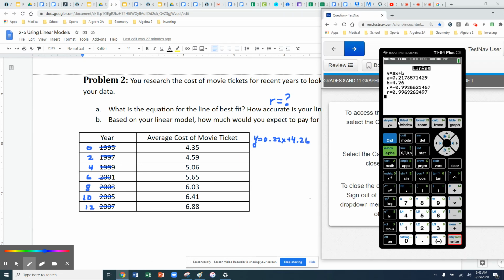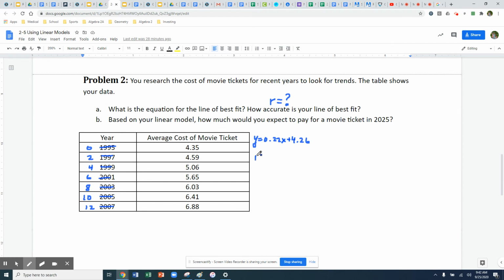So we'll first write our equation, and our equation is about 22 cents per year that ticket prices go up. Our y-intercept is about 4.26. Next, we'll take a look at our R value. So our R value is about 0.996, so we'll round that up. So our R value is about 1. So how accurate is our line? Our line of best fit is very accurate. So our correlation coefficient is 1, which also means I have a positive correlation. So as the years go up, so do my movie ticket prices.